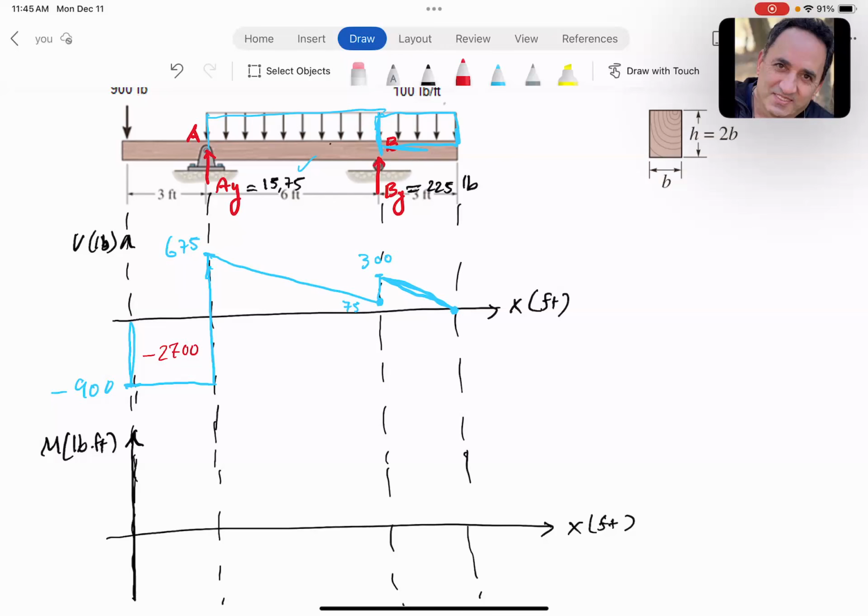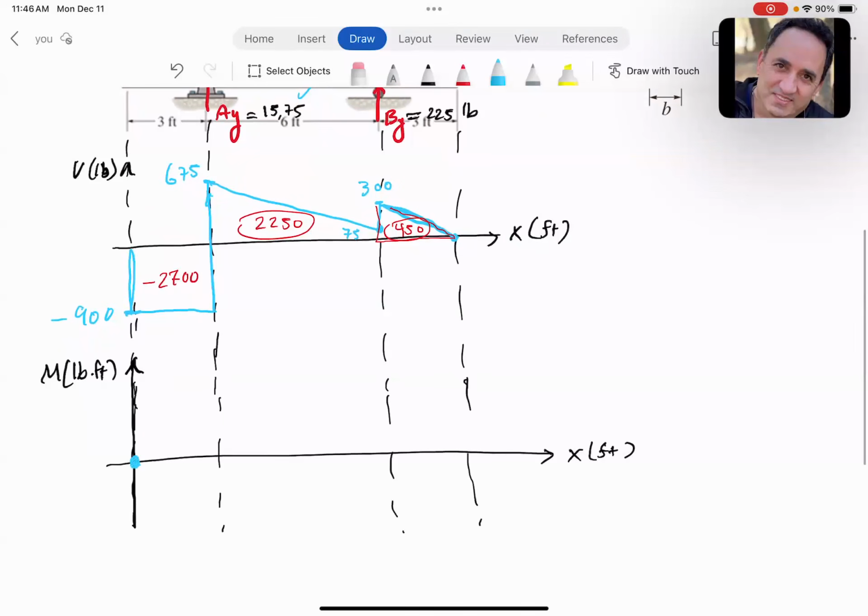So area of that trapezoid can be determined. If you don't know the formula for a trapezoid, just go ahead and break it into rectangle and triangle. This area becomes 2,250, and this area with triangle is 450. Okay, so how is our bending moment diagram going to look?